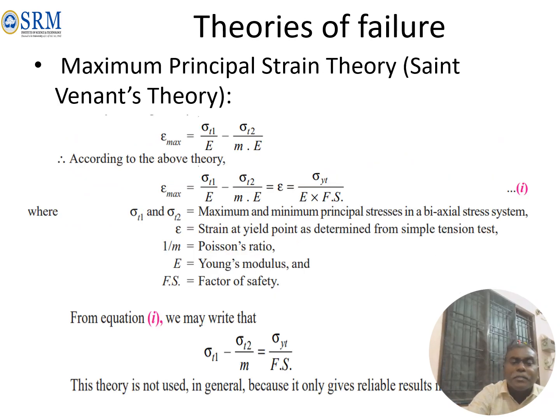The third theory is the maximum principal strain theory, or Saint-Venant theory. So epsilon max equals sigma t1 by E minus sigma t2 into 1 by m into 1 by E, where 1 by m is the Poisson's ratio and E is the Young's modulus. Sigma t1 and sigma t2 are the maximum and minimum principal stresses, with a factor of safety. In general it gives only reliable results. Whenever the component involves strain, we go for the maximum principal strain theory.